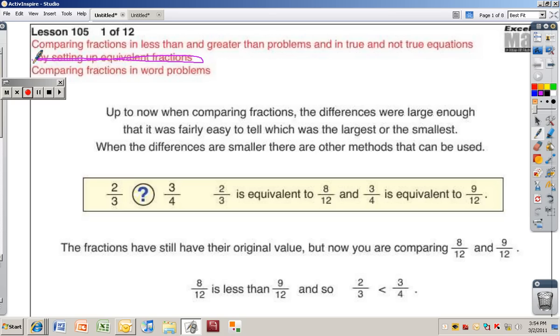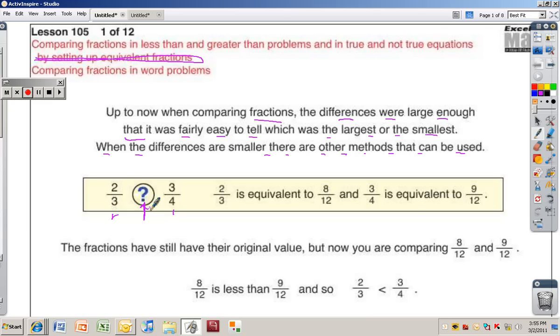This lesson looks pretty long, but we're going to go very quickly through this lesson because it shouldn't give you any difficulty at all. Up to now, when comparing fractions, the differences were large enough that it was fairly easy to tell which was the largest or the smallest. When the differences are smaller, there are other methods that can be used. So here we have 2/3 being compared to 3/4. You can't really just tell by glancing at those, or at least most people can't, which one of those fractions is larger, and we need to put a greater than or less than sign in this circle right here.